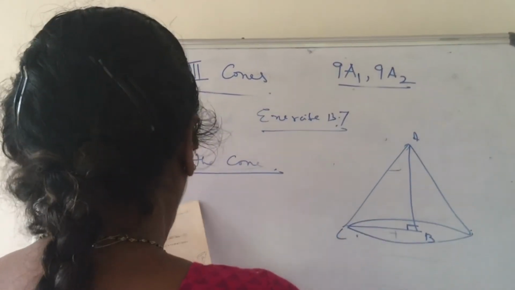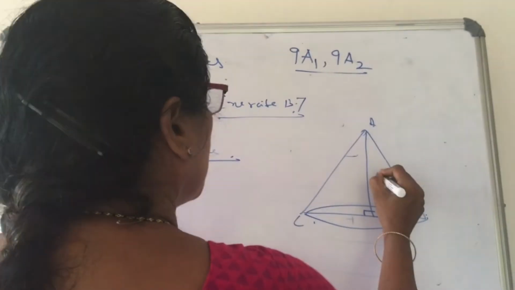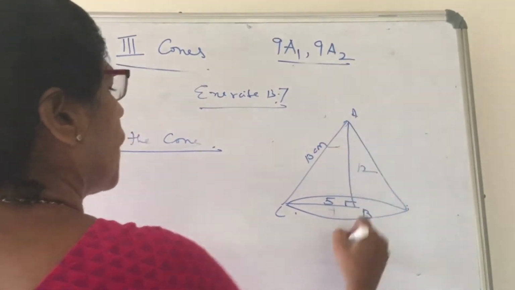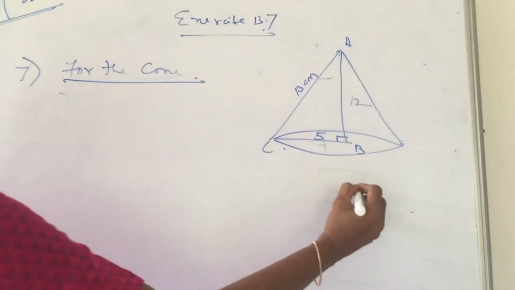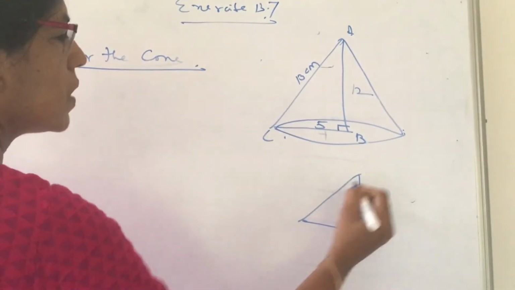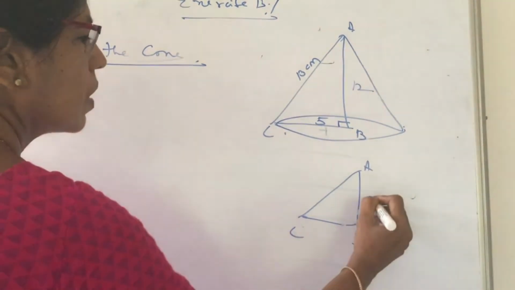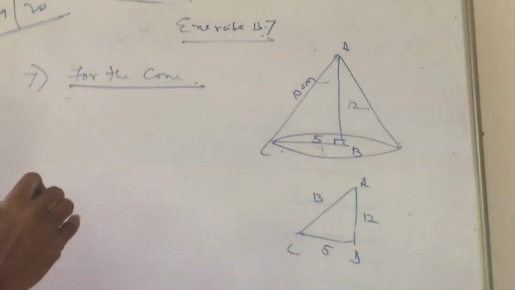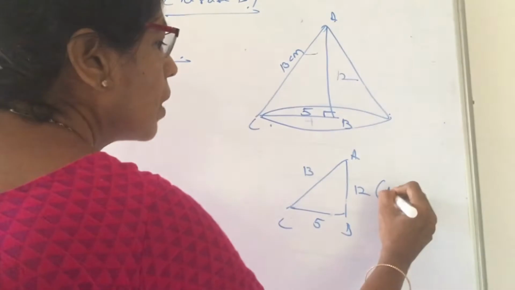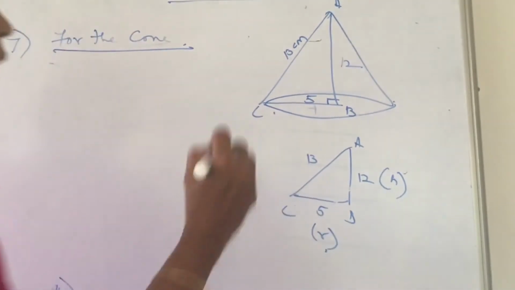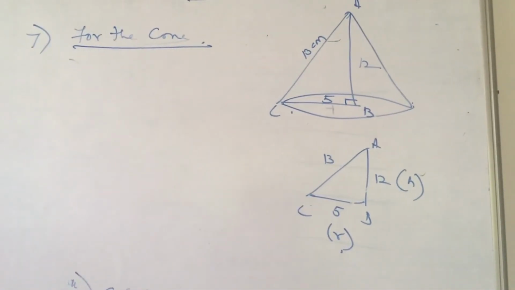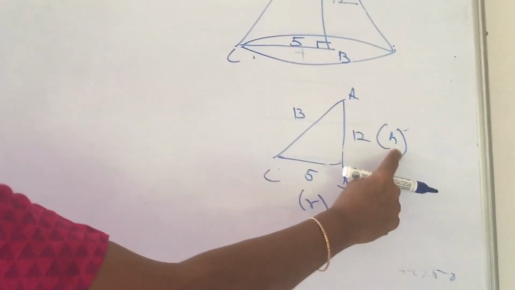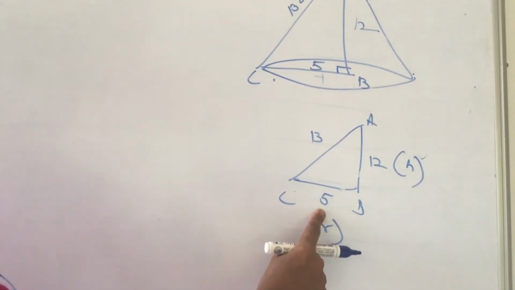It is revolved on which side, children? These are the, which is the right triangle? ABC. The right triangle is ABC, children. Yes, 12, 5, 13. On which side it is revolved, children? That becomes the height and the other side becomes the radius. It is revolved on the side 12 centimeters. So 12 becomes the height and 5 becomes the radius.